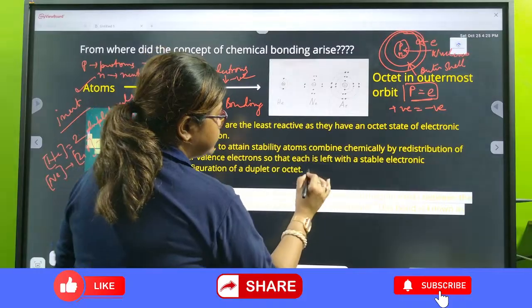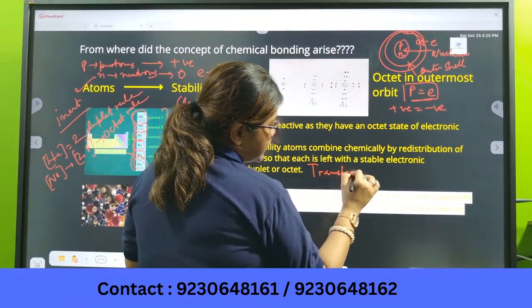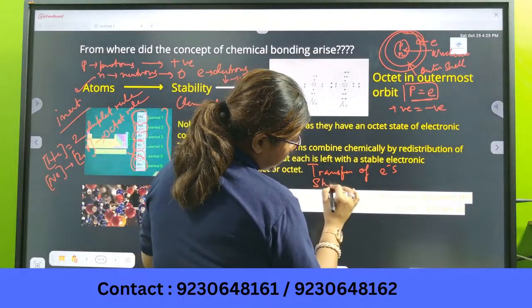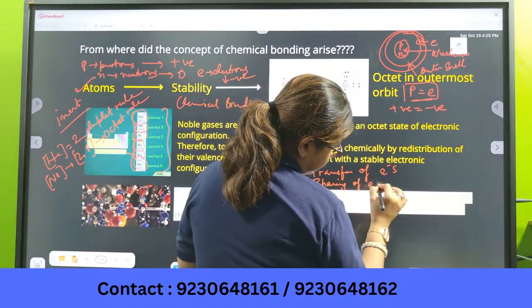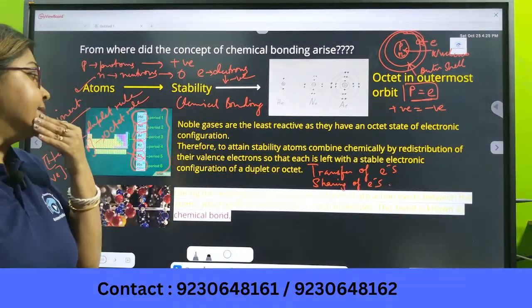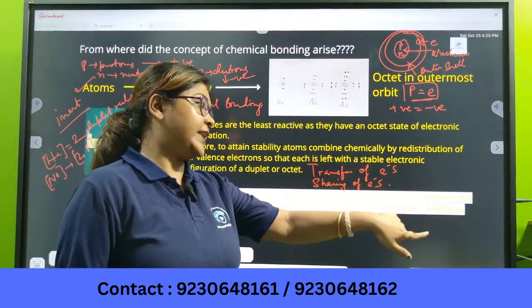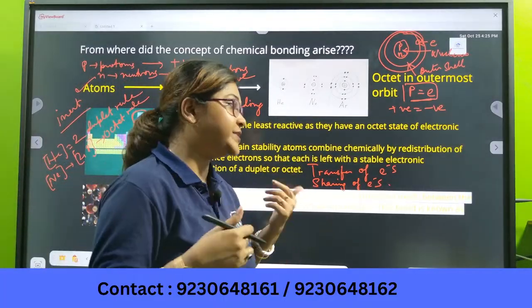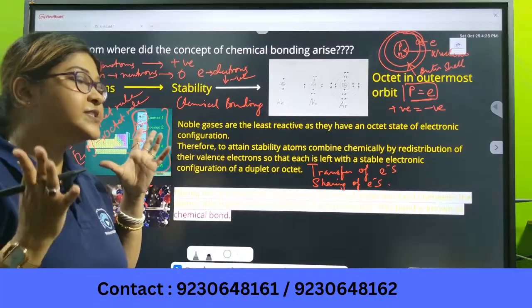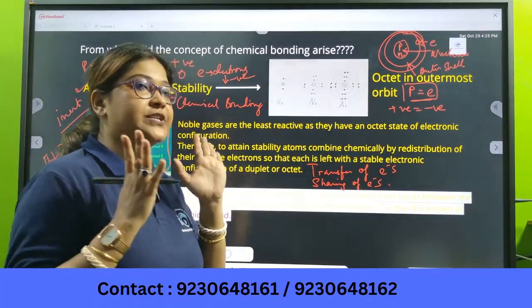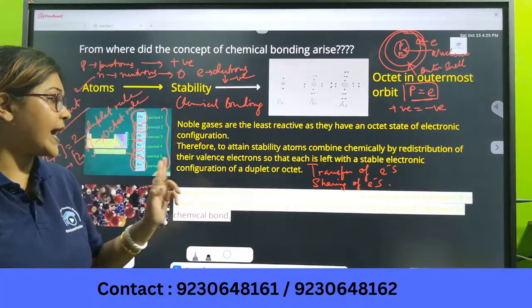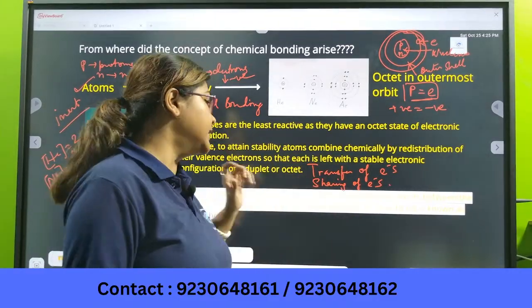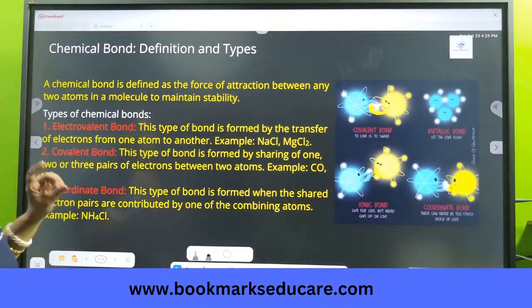One is by transfer of electrons and the other is by sharing of electrons. Now this transfer of electrons and sharing of electrons results during chemical bonding. Therefore, the redistribution of electrons and the force of attraction existing between the two atoms, which pulls them together to form molecules, is known as chemical bonding. Now moving over to the next slide.